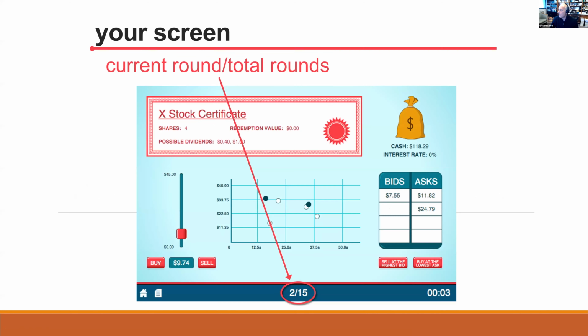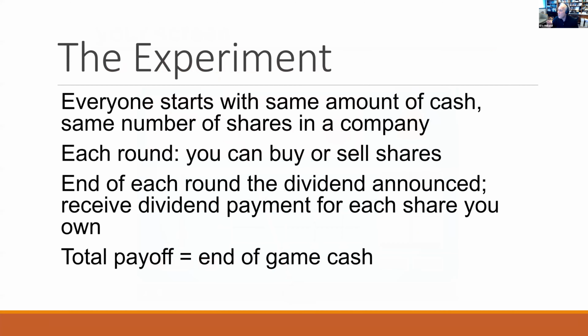So here's the experiment. You're all going to start with an amount of cash, and each round you can buy or sell shares. And each round a dividend payment is going to be announced. It's either going to be $1 or 40 cents. And at the end of the game, the person with the total amount of cash wins the game.